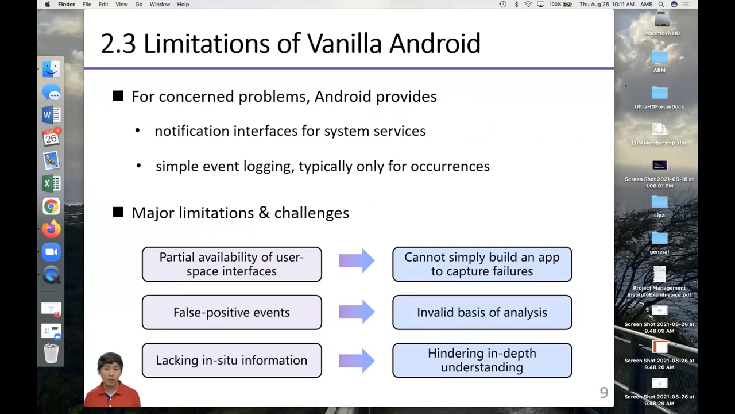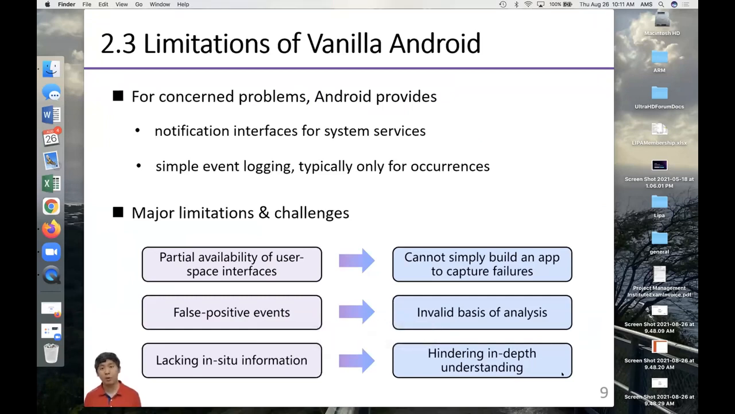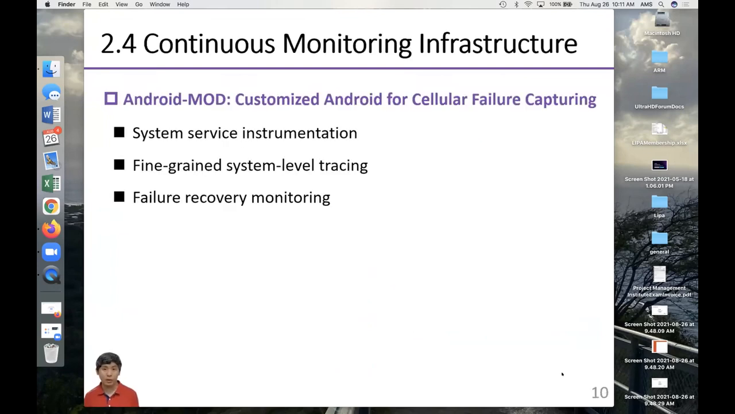In practice, such facilities bear three major limitations. First, only a part of the notification interfaces are exposed to user space apps. As a result, we cannot simply build an app to capture failures. Worse still, the reported events may contain false positives. Finally, the simple logging leaves out critical in-situ information for an in-depth analysis. To practically address these challenges, we customized the vanilla Android system for continuously acquiring system-level traces upon failures. The resulting system is called Android Mode.